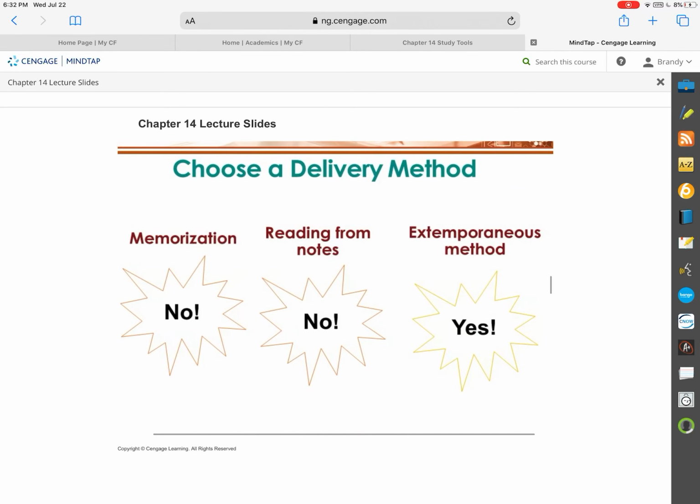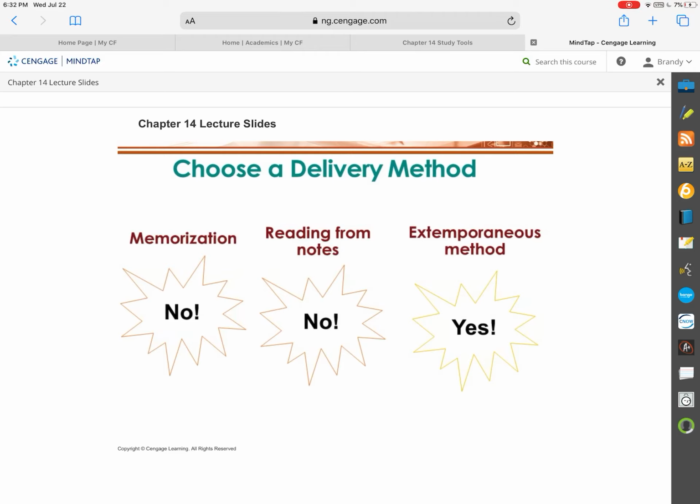This is a big thing. They talk about this on the exam. I know there's at least one question. How do you deliver an oral presentation? Do you memorize it? Do you have lots of notes and read from that? Or do you do what we call the extemporaneous method? And that's the one you want to use. It's kind of a combination.